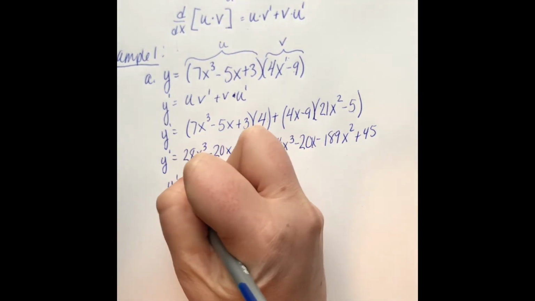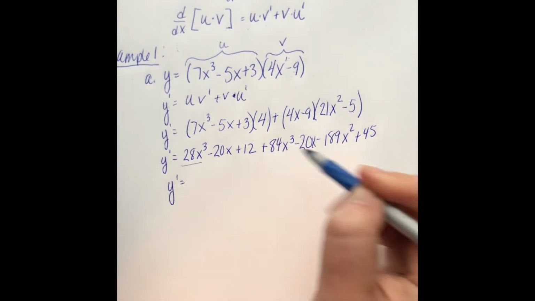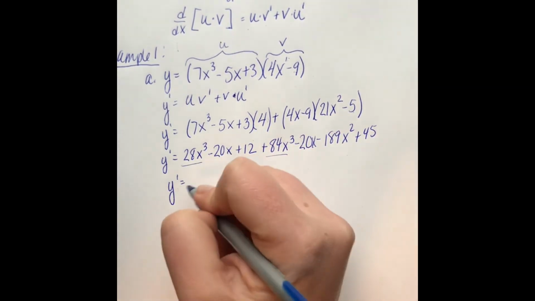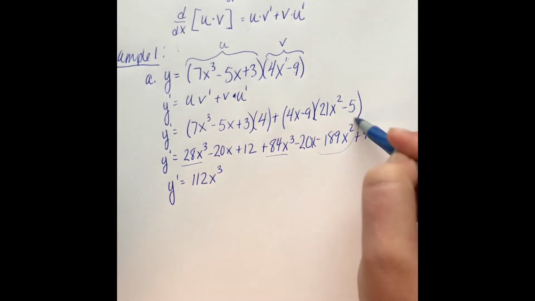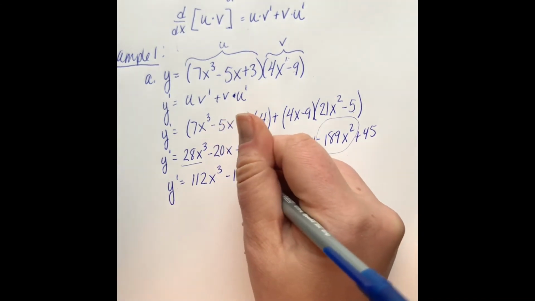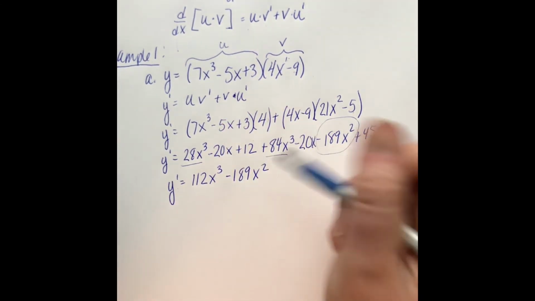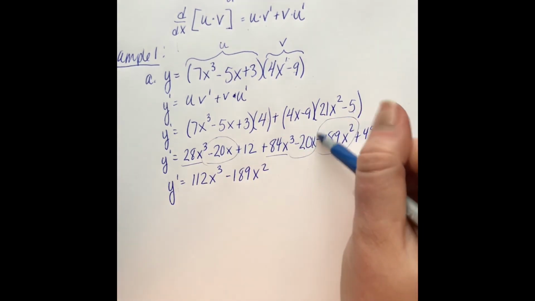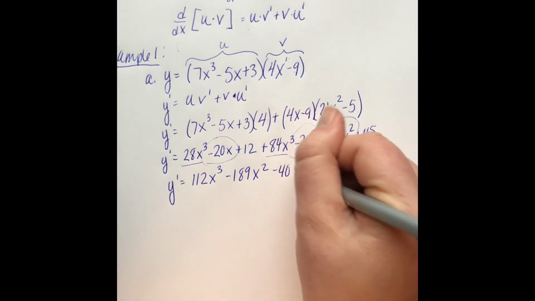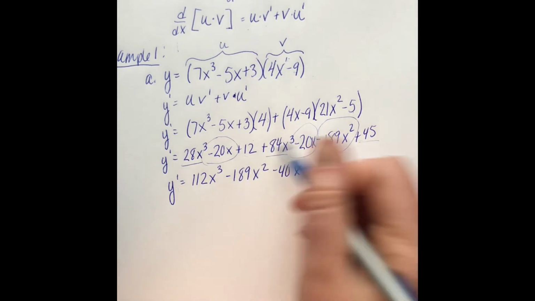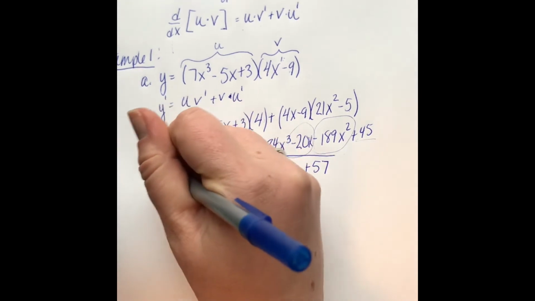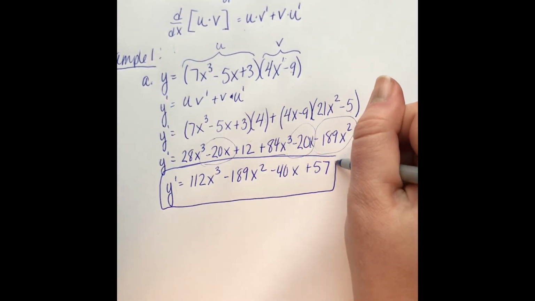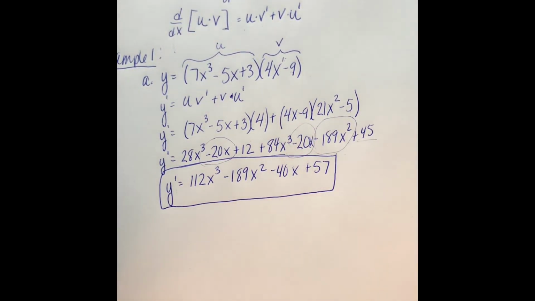So our final answer, y prime is equal to 112x cubed, that's the only one squared, so minus 189x squared, minus 20x, so minus 40x, and then 12 and 45, plus 57. There you go. So it's not too difficult. You just have to remember the product rule is a mix of product rules and power rules.